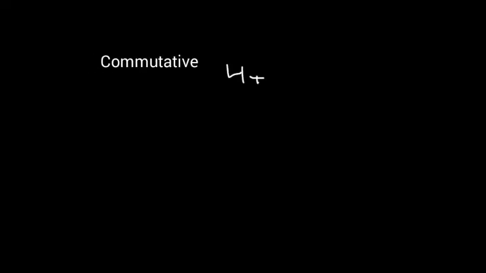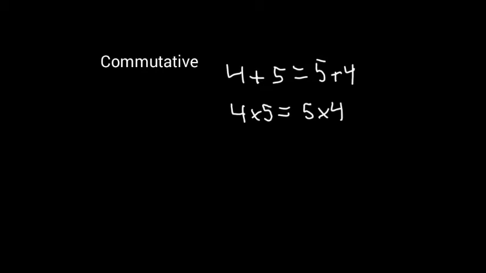4 plus 5. So the 4 is in front of the 5. But that equals the same thing as 5 plus 4. They're both going to equal 9. So the order there doesn't matter. It's the same thing with multiplication. I could do 4 times 5, which is 20, or 5 times 4, which is 20. So if the order doesn't matter, then it's the commutative property. This does not work with subtraction or division.